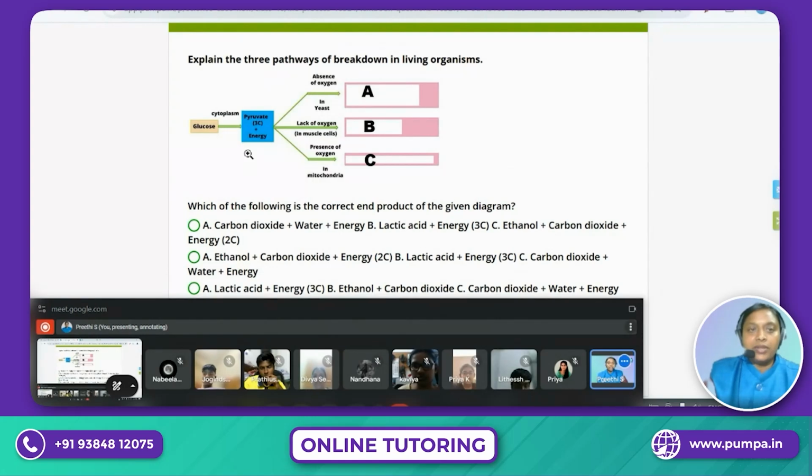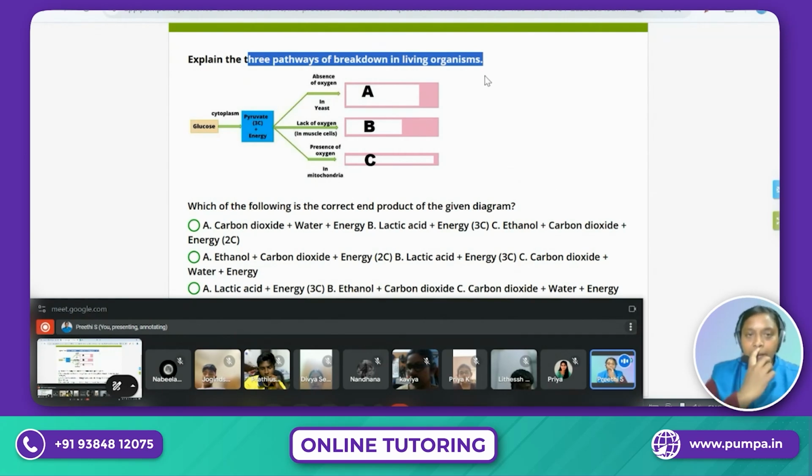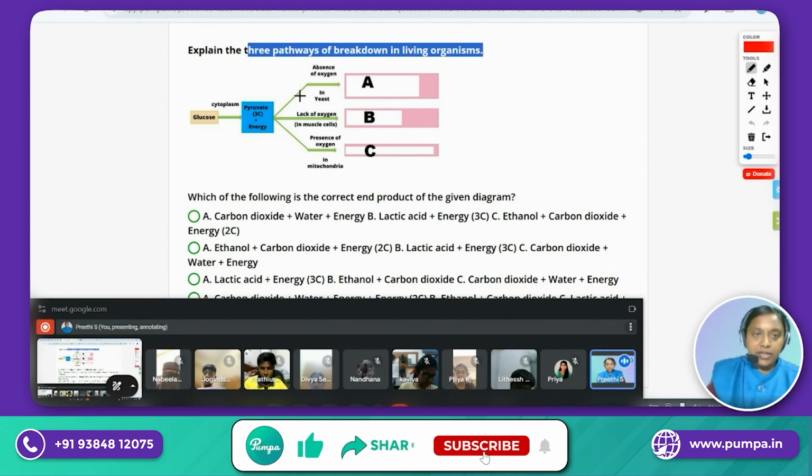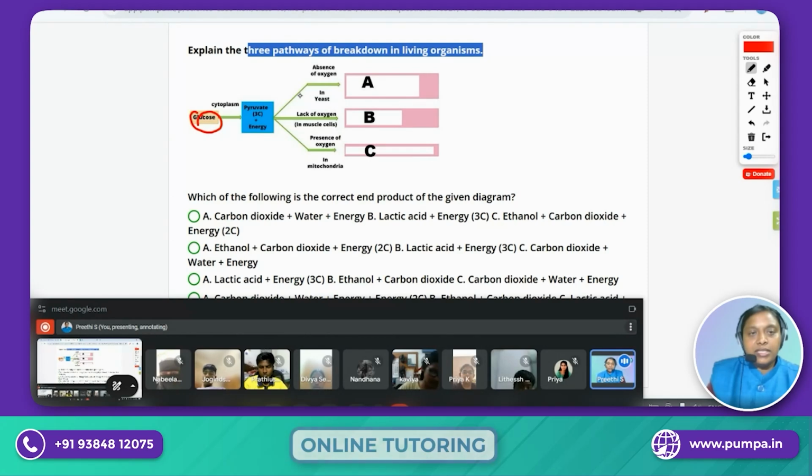Explain the three pathways of breakdown in living organisms. Even today we are going to start with respiration. Here is the image. In this picture, there is a glucose, and then the glucose gets converted to some other form, which is called pyruvate. Glucose gets converted to pyruvate.